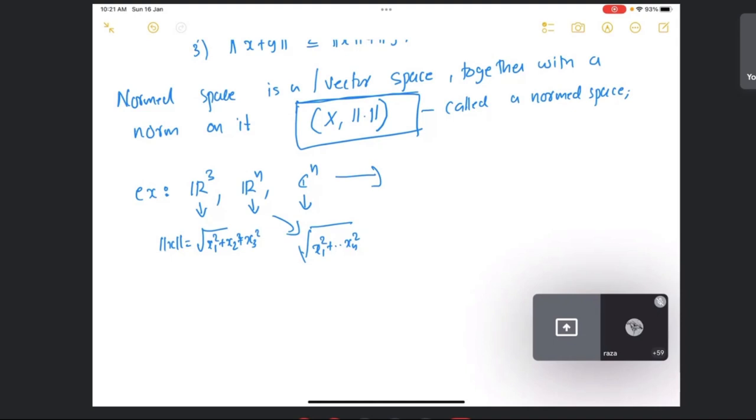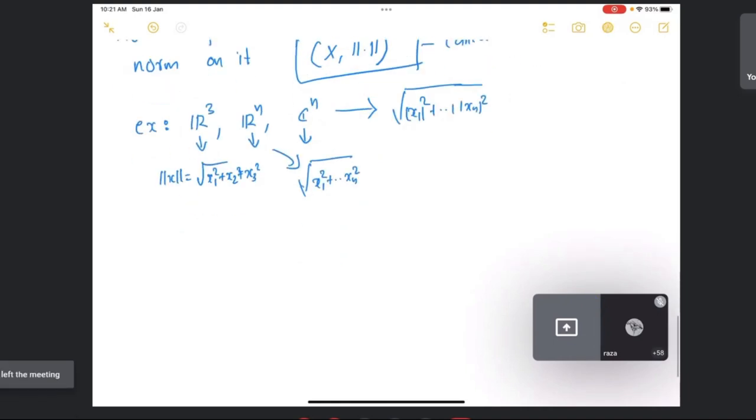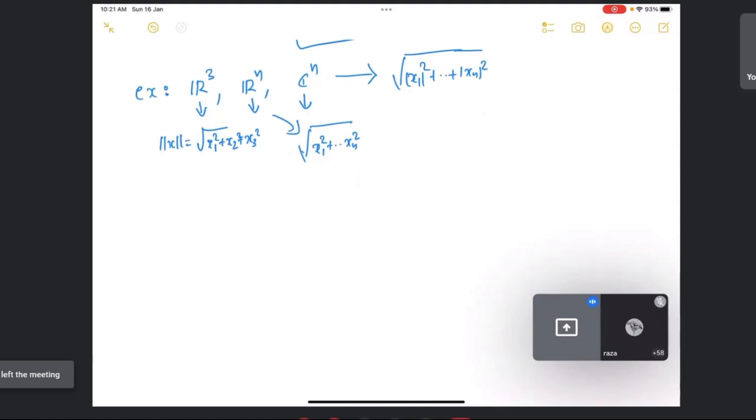So in C power n, you can similarly define. This will be root of mod x1 square plus etc. mod xn square. And now I'd like to give you some non-trivial examples. This all you can easily come up with.